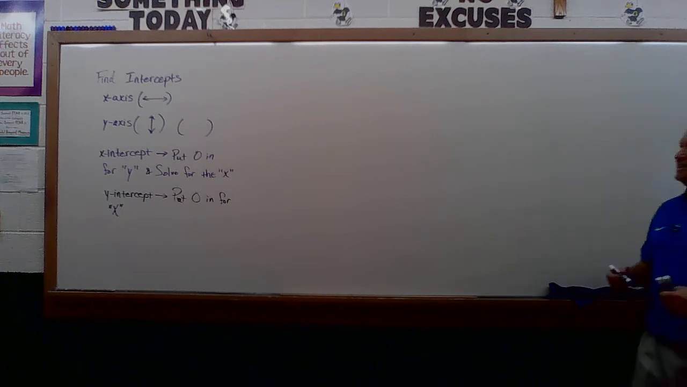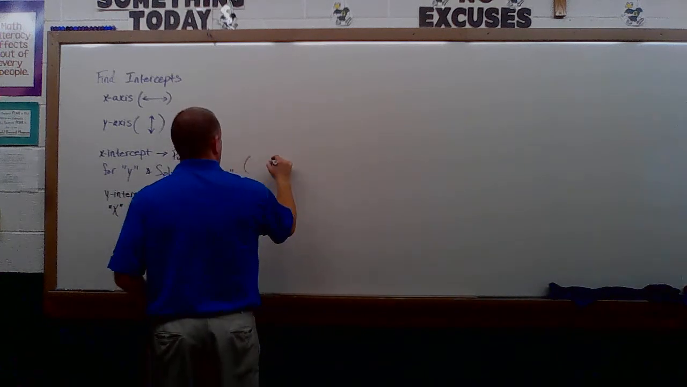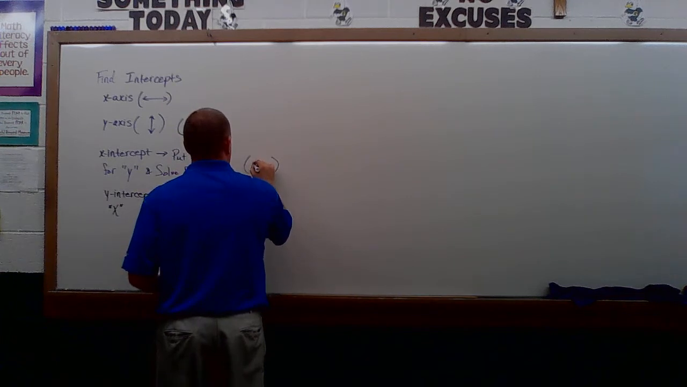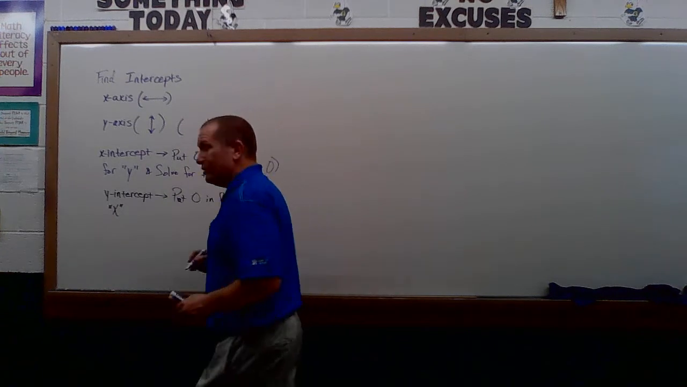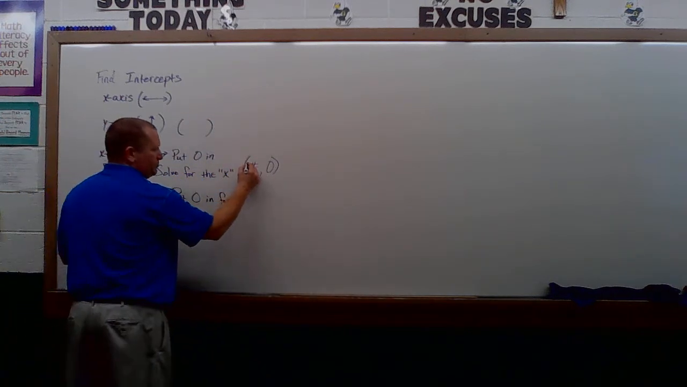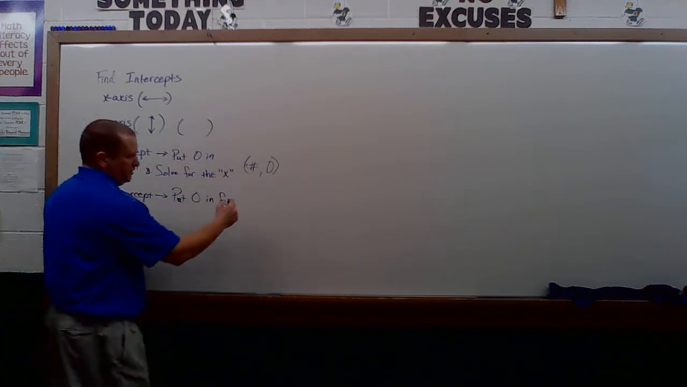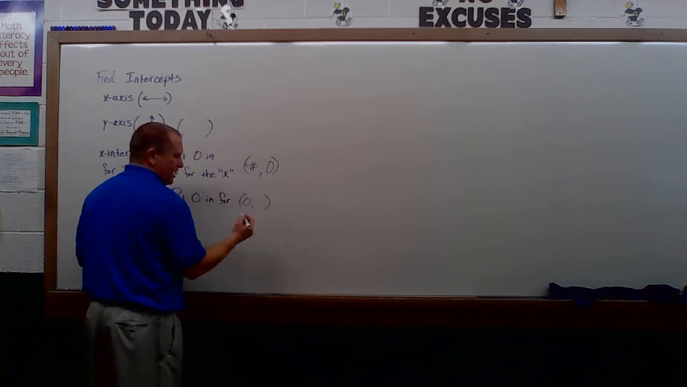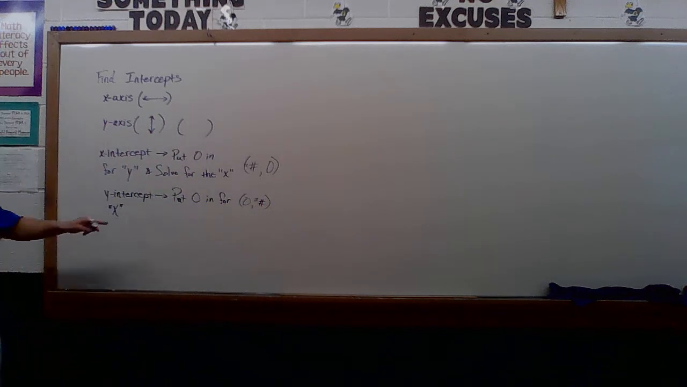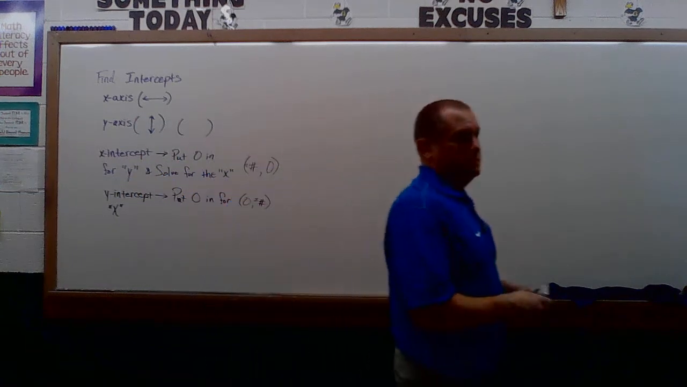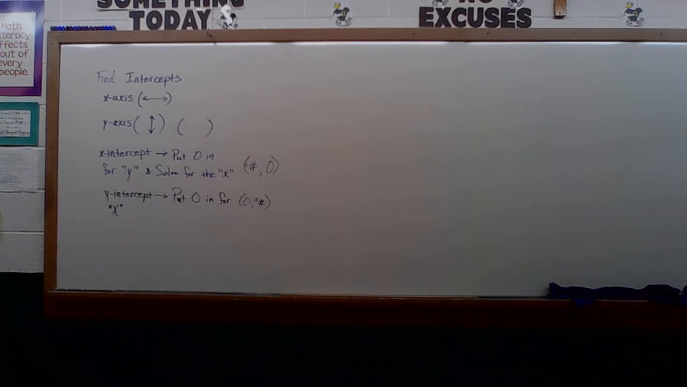And so my x-intercept should be something that looks like this. Some value or number is going to go in there, and then we're always going to have 0. And this number could be positive or negative. For the y-intercept, I'm going to have 0 in for x, and then some positive or negative number in there for y. That makes sense? Okay, so let's find an equation here. x plus 2y equals 4.